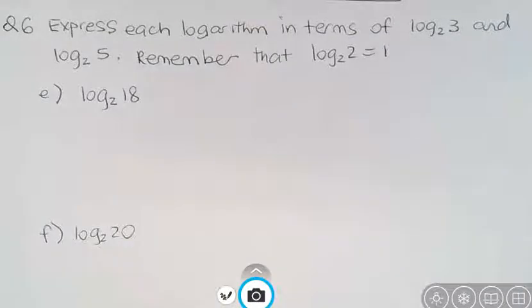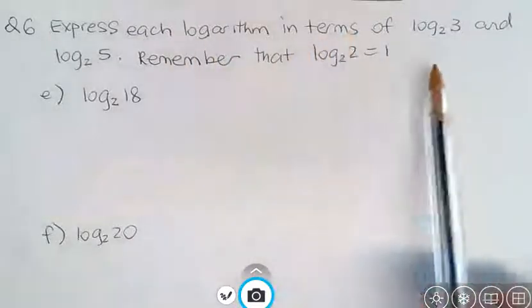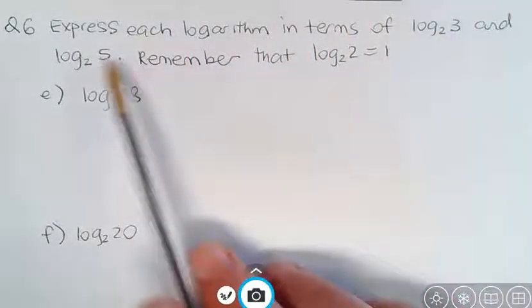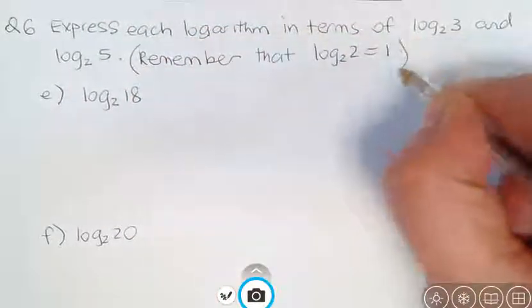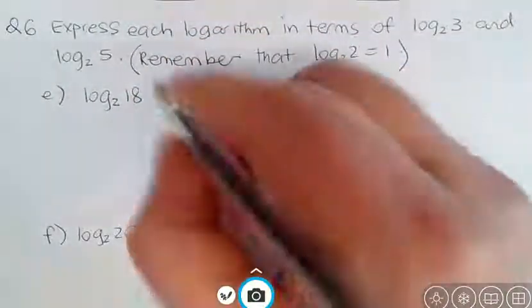Now this is exercise 7D, laws of logarithms continued. This is part 2, so up to question 6. Express each logarithm in terms of log to the base 2 of 3 and log to the base 2 of 5. And you just also need to remember that log to the base 2 of 2 is 1.